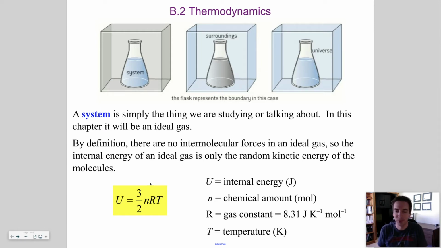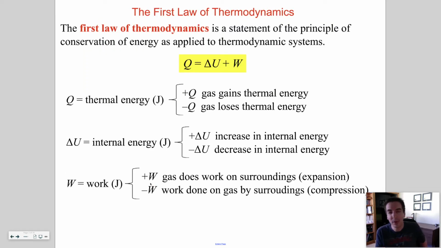All right. So I stumbled through that first slide. See if we can get through the second one. First law of thermodynamics, essentially the law of conservation of energy as applied to thermodynamic systems. So this equation here is one that we're going to be using for the whole rest of this section. So going to be constantly referring to it.